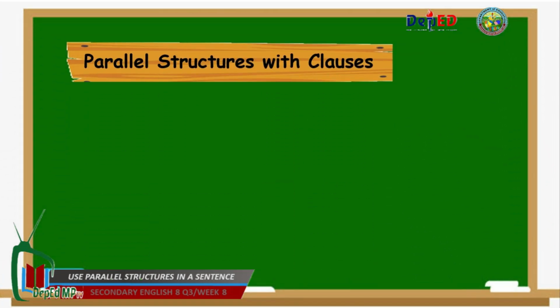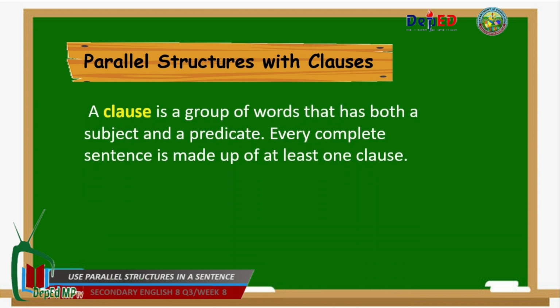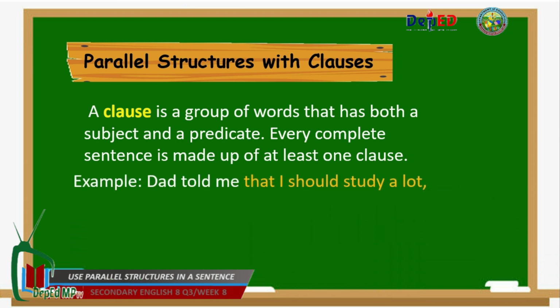Let's discuss parallel structure with clauses. But what is a clause? A clause is a group of words that has both a subject and a predicate. Every complete sentence is made up of at least one clause. Take a look at this example.